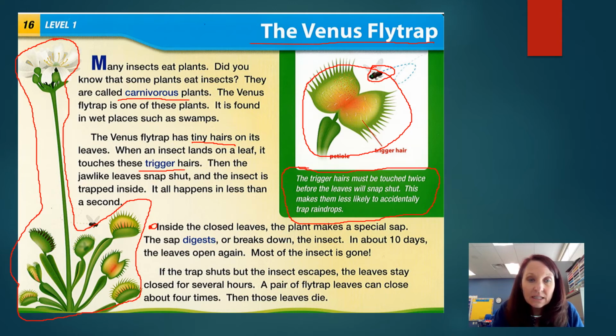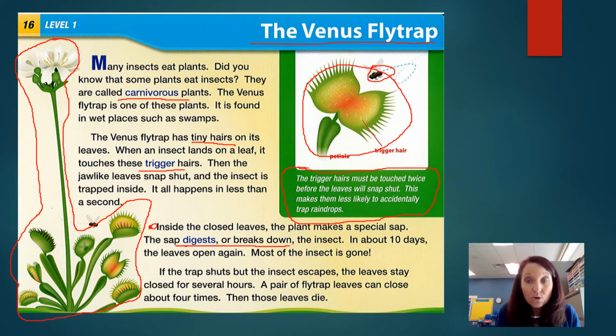In about 10 days, the leaves open again. Most of the insect is gone. Again, I see another word in a different color: digest. But then I notice that it has a comma and it says "or breaks down." So digest must mean to break down the insect.